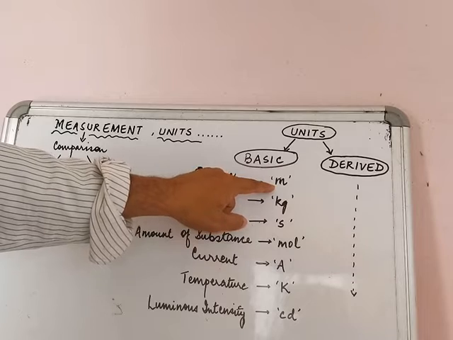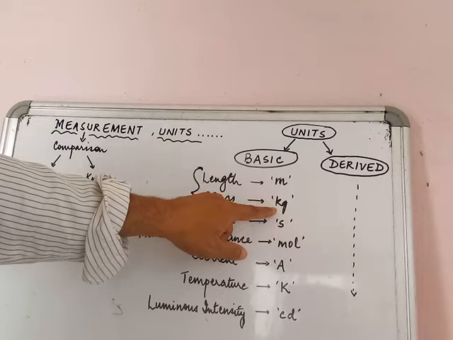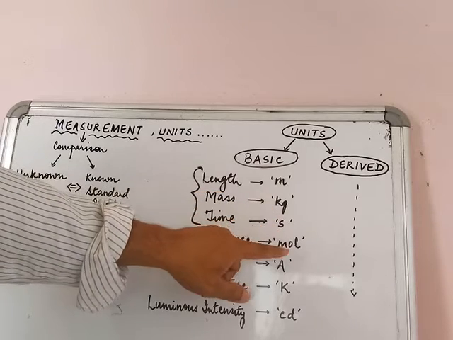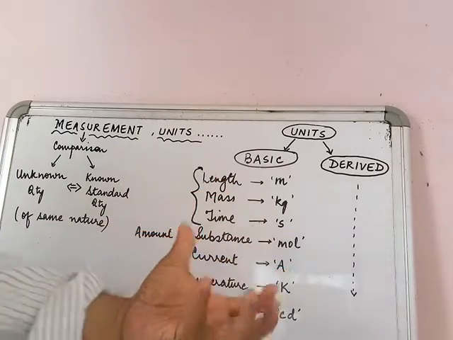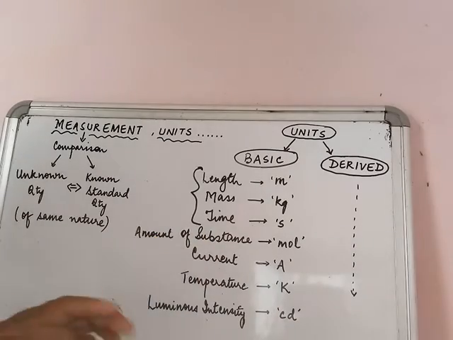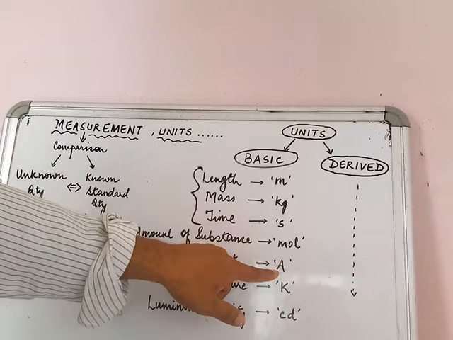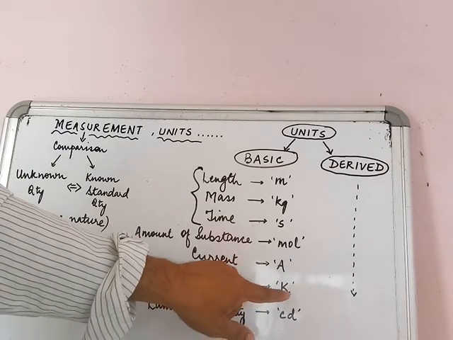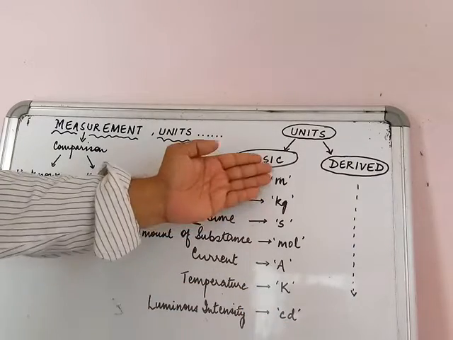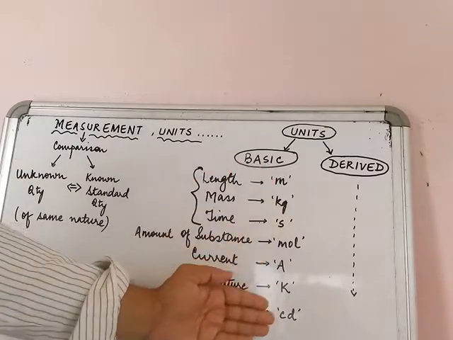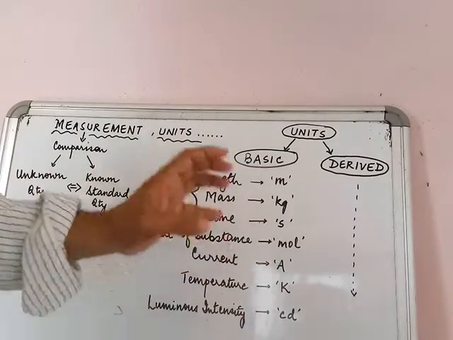Similarly, if we talk in terms of basic units or fundamental units, length, which is represented by meter, small m, is a fundamental unit. Similarly, kg is a fundamental unit, second is a fundamental unit, mole, mol, which is a basic unit to represent amount of any substance, is also a fundamental unit. For current you have capital A standing for amperes, for temperature you have Kelvin, and similarly for luminous intensity you have candela. The ones mentioned on the right hand side of the arrow are the fundamental units.